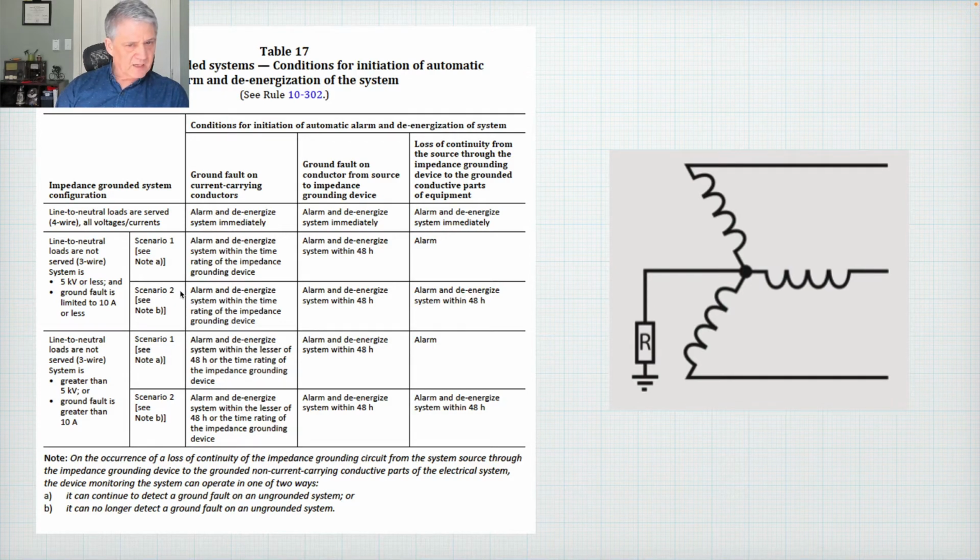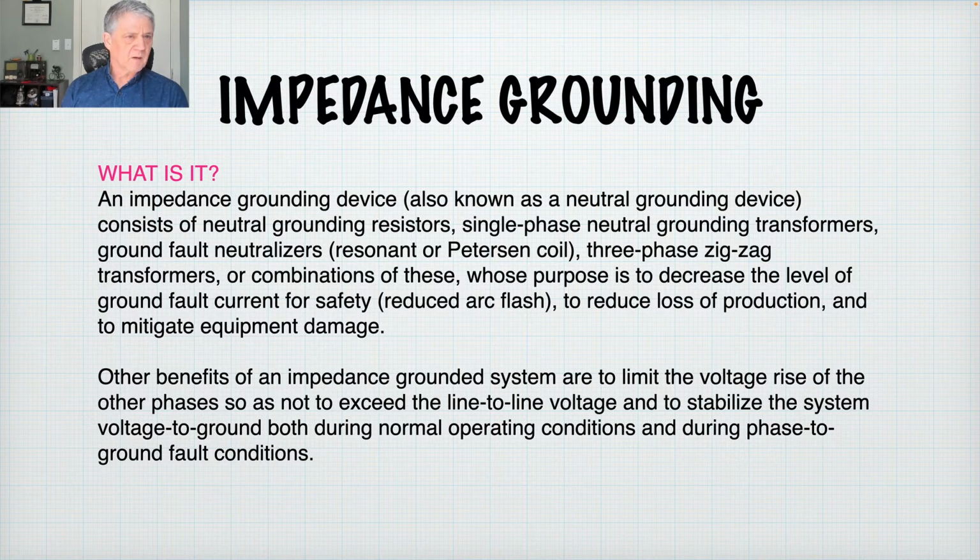Here's Table 17 again, and basically on a three-phase system, the resistor is actually placed in the grounding conductor. So what is impedance grounding?